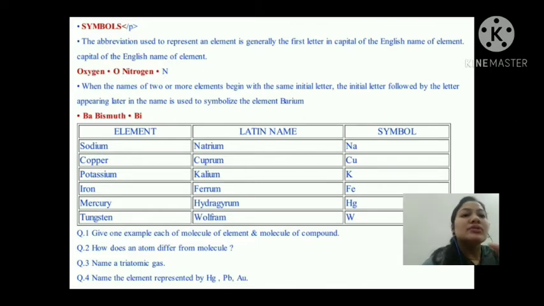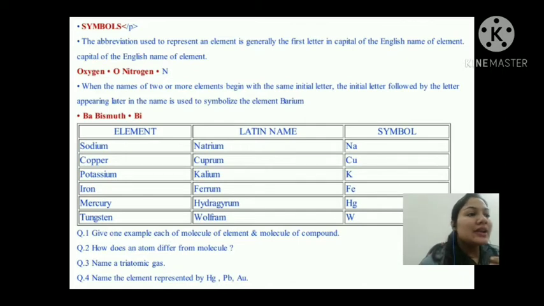Remember, there are more elements which were named after their Latin name or some other name. Now the questions. First question: give one example of a molecule of an element. What is a molecule of an element? When the same type of atoms combine together to make a molecule, that is called a molecule of an element.